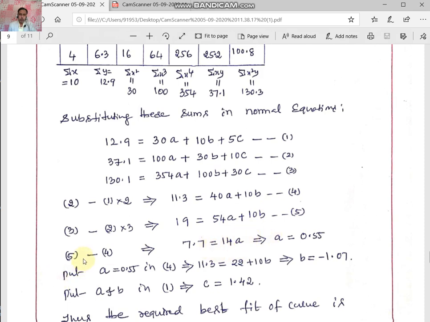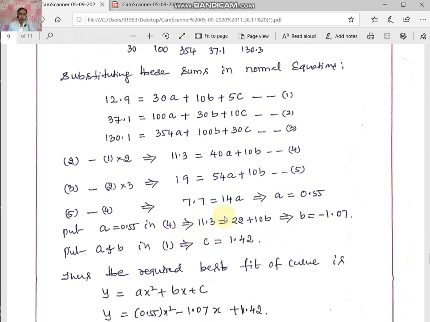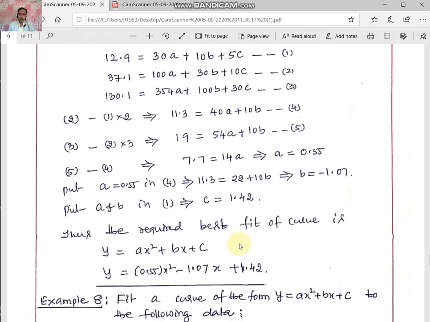So that is 5 minus 4, subtraction gives a value, that is 0.55. Put a value in equation 4, and then you will get b value, that is b is equal to minus 1.07. Put a and b in equation 1, here you will get c value, that is 1.42. So then we got all ABC values.